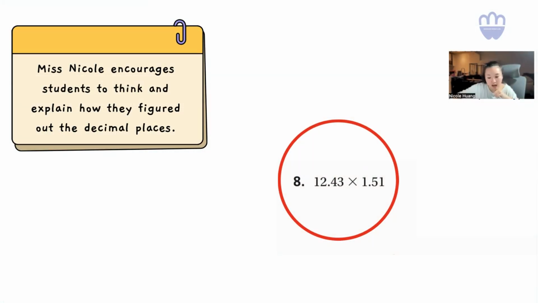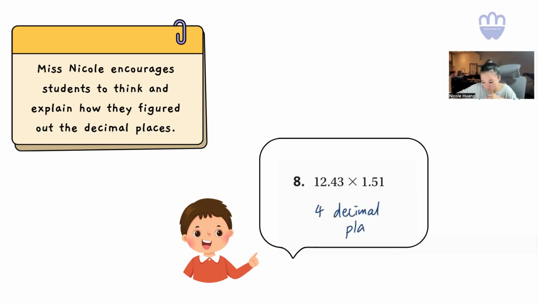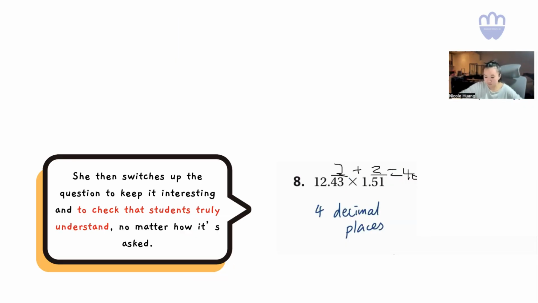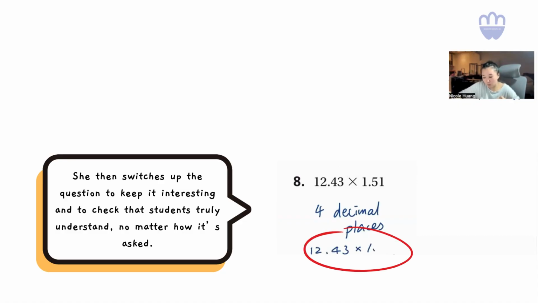How do we know we'll have 4 decimal places? Because there's 2 decimal places here and 2 decimal places here. Now, same thing, still asking how many decimal places would I get? If I have 12.43 multiplied by 1.50, would I still get 4 decimal places? No, because it's 1.5 technically.